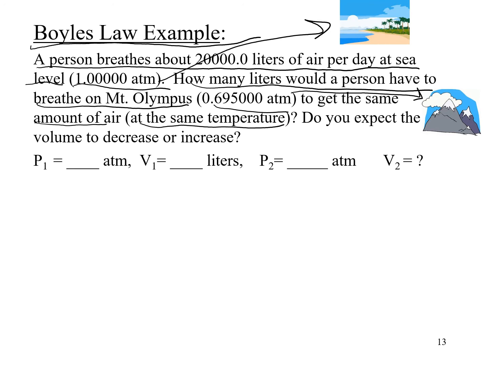The first thing you always want to do in any kind of word problem is to write down the information given to you. So our initial pressure is sea level, so that's 1.0000 atmospheres. Our initial volume is 20,000 liters. And my new pressure is 0.69500 atm. The question I'm looking for is how many liters? Liters are our units for volume. So that's my unknown, V2.